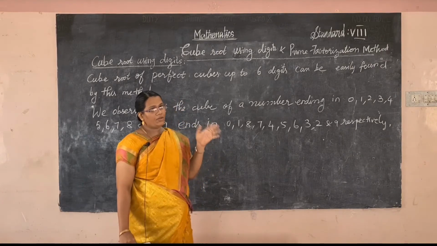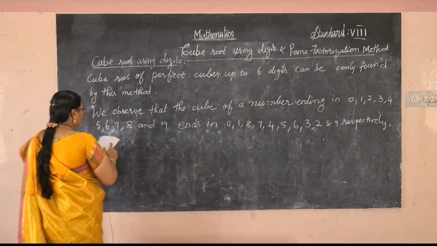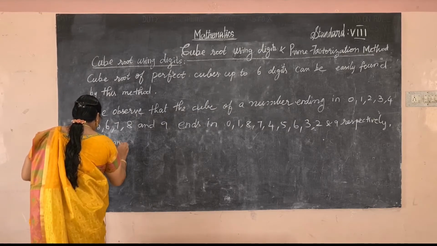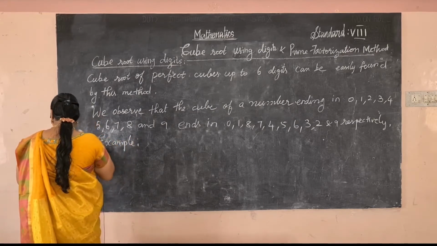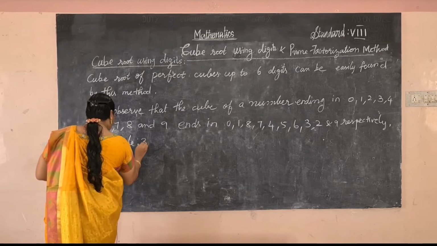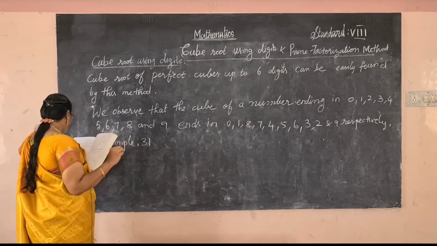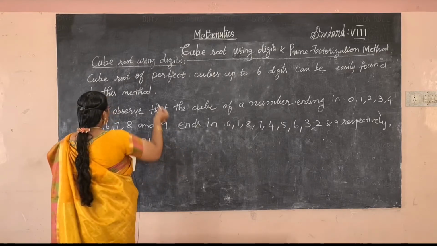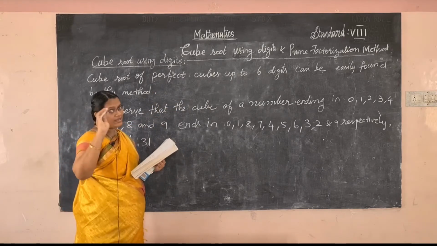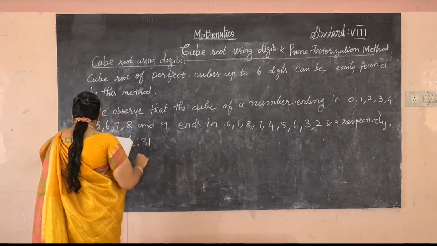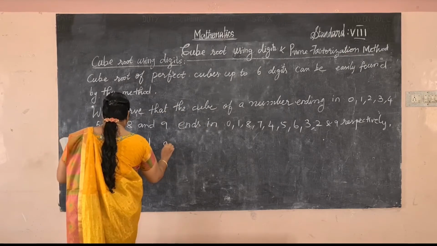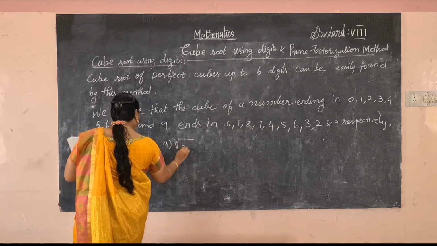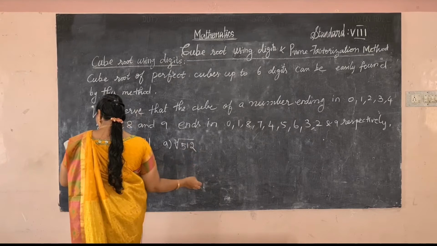Now see the example, you can easily understand the concept. Example: find the cube root of the following numbers using the ones and tens digits. First, number A: the cube root of 512.